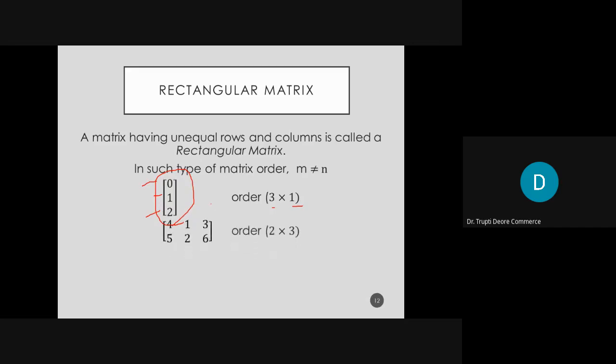Now see the second example. There are 2 rows given, and 3 columns are given. So these are not equal. M is not equal to N. So it is called a rectangular matrix. Let's see the other. There are 3 rows and 2 columns. So here also M is not equal to N. So it is also called a rectangular matrix.